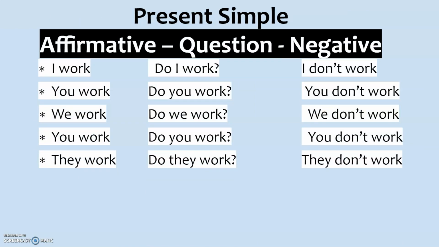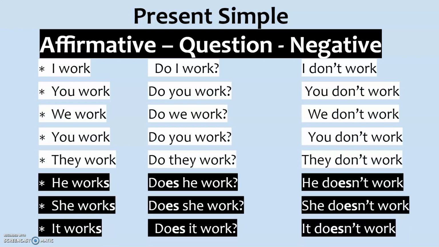Okay, when we're asking questions or giving negatives, I, you, we, they follow the same rules. Do I work, do you work, do we work? The negative uses don't, follows the same rules. However, he, she, it, and singular subjects, we have the S. So he works. When it's a question, does he work? And the negative, he doesn't work.